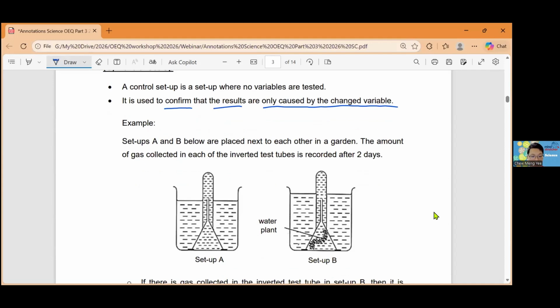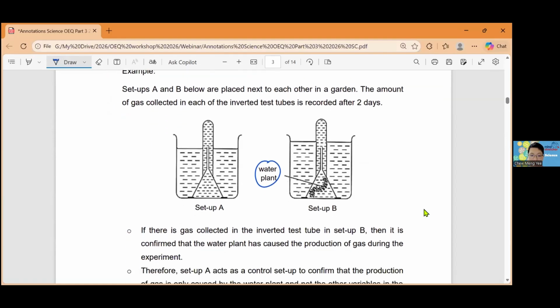Setup A is just water and all these apparatus. Setup B, I have the water plant. So the main difference is the presence of the water plant. And of course the rest of the variables should be kept constant for a fair test. All right, so we place all these under the light, and what happens is now there should be gas collected in the setup B. But why would there be gas collected?